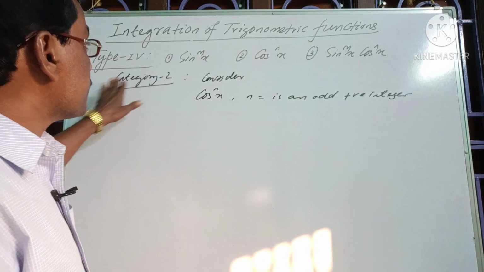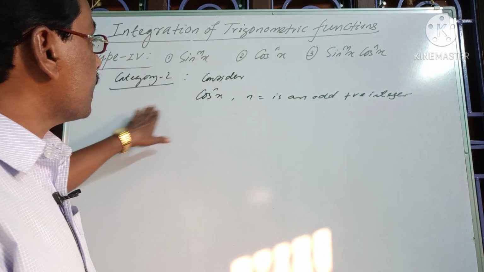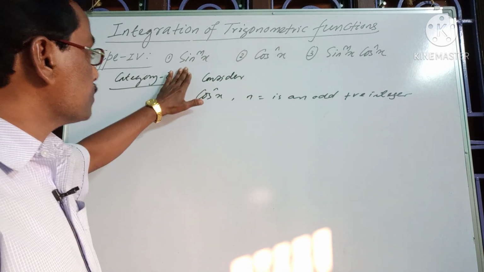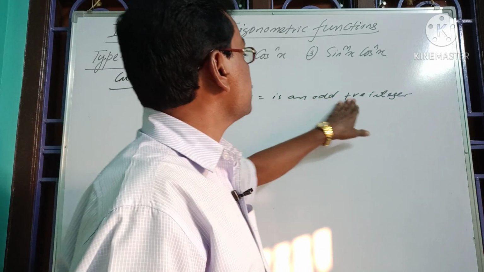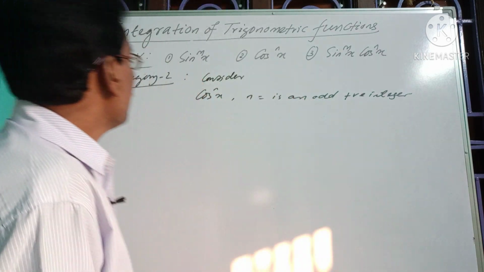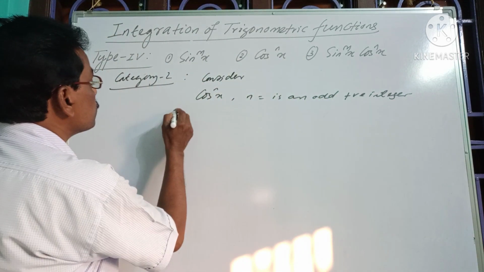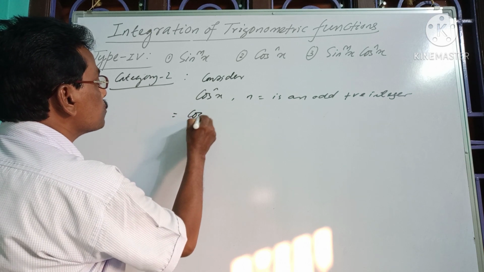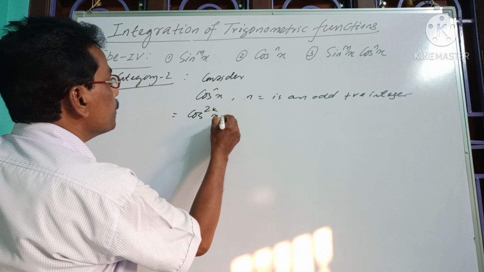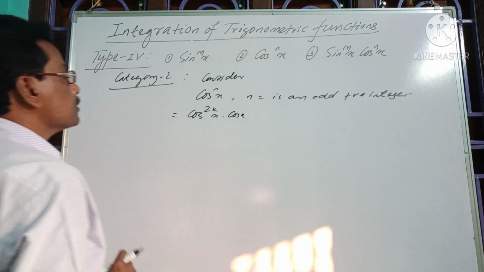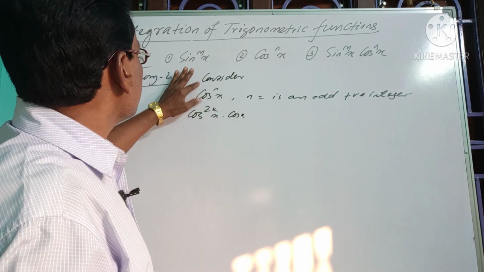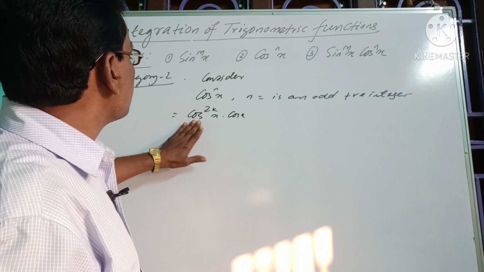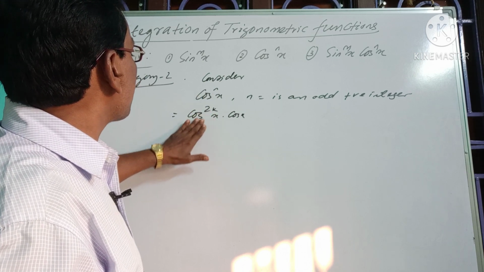Now let us consider the category 2 type of integrand, that is higher powers of the cosine function. So let us consider cos to the power nx, where n is an odd positive integer. So taking one cosine factor out, we have cos to the power 2k x into cos x. So now after taking cos x out of the function, we will get cos to the power 2k x, which is the even power of the cosine function.